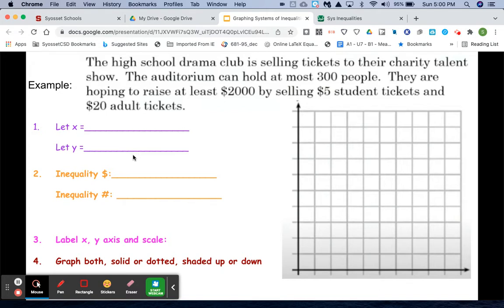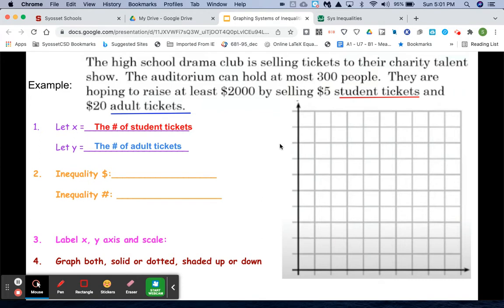So, first thing, let's see what we are looking for. Towards the end of the word problem, it's talking about student tickets. Let's let that be X, the number of student tickets. Notice they already tell us how much each student ticket is, $5, so it's not the cost, it's the number of student tickets. We're also looking for adult tickets. Adult tickets cost $20. We already know that, but we're looking for the number of adult tickets. Let's let Y equal the number of adult tickets.